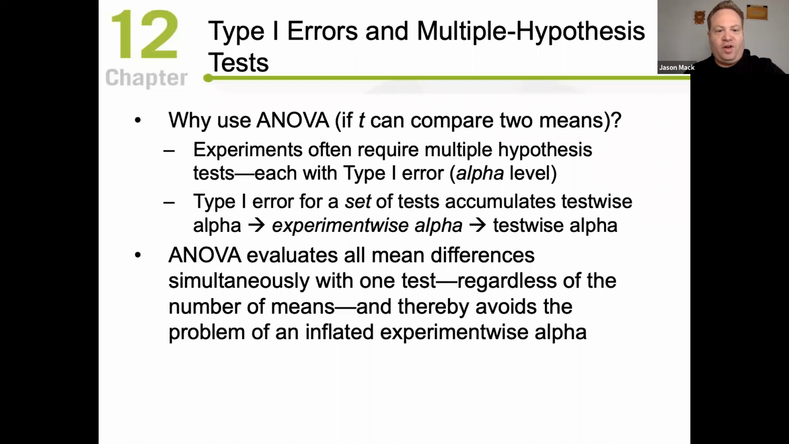So why use the ANOVA if t can compare two means? Experiments often require multiple hypothesis tests, each with a type 1 error alpha level. Type 1 error for a set of tests accumulates, from the test-wise alpha to the experiment-wise alpha. The ANOVA evaluates all mean differences simultaneously with one test, regardless of the number of means, and thereby avoids the problem of inflated experiment-wise alpha. Test-wise type 1 error and experiment-wise type 1 error rate are sufficiently complex concepts that you may want to really reflect on them.